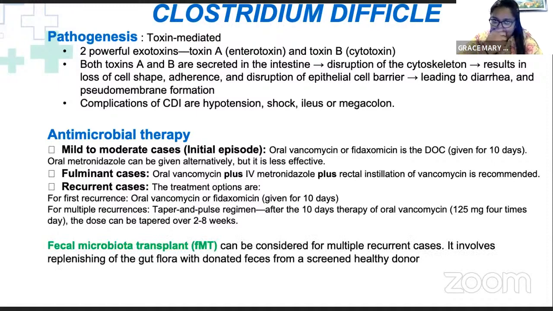And one of the recent things that has come as one of the first line agents itself is fecal microbiota transplant. So it's a very simple procedure.